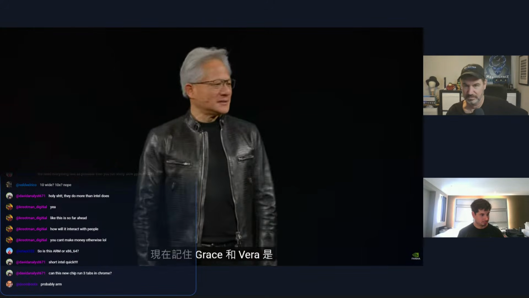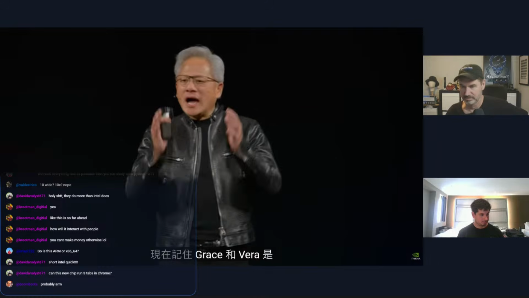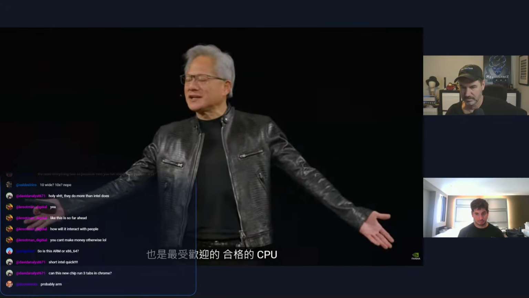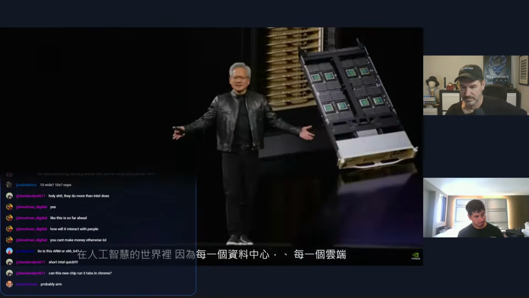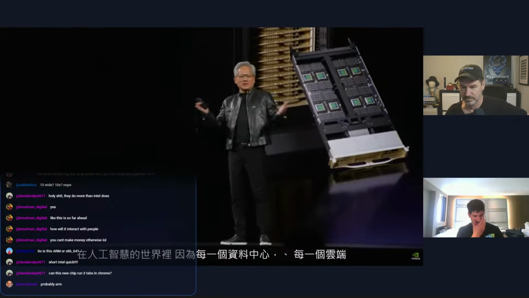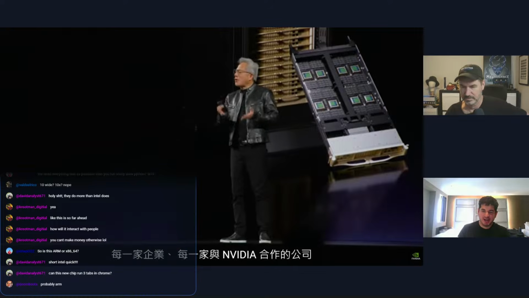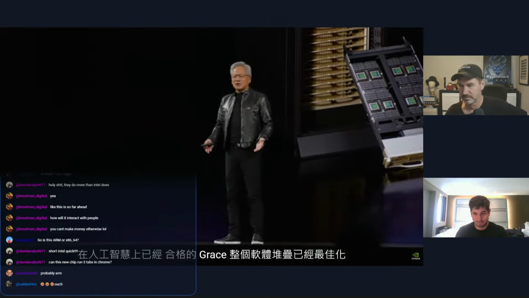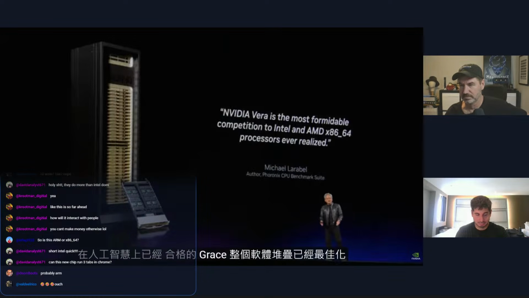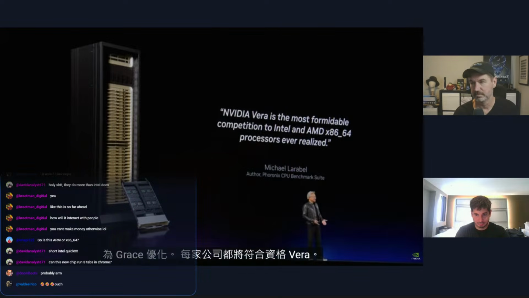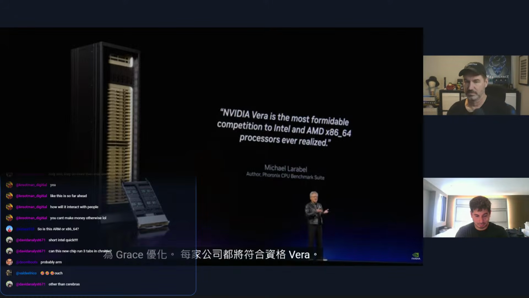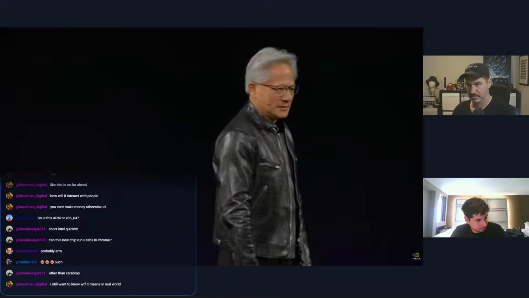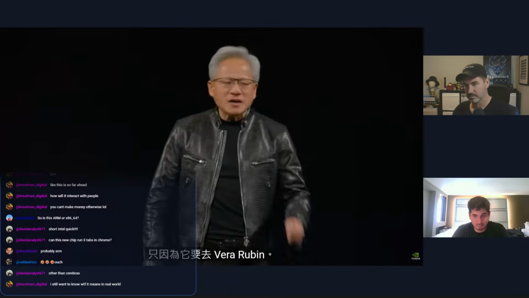Grace and Vera are also the most highly qualified CPUs in the world of AI, because every single data center, every single cloud, every single enterprise, every company that works with NVIDIA on AI has already qualified Grace. The entire software stack has already been optimized for Grace. Every company will be qualifying Vera. Vera will be the most optimized agentic CPU in the world, simply because it's going to go with Vera Rubin, simply because we made the big hard switch.